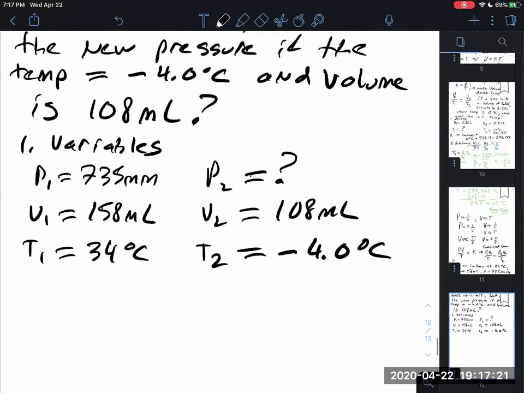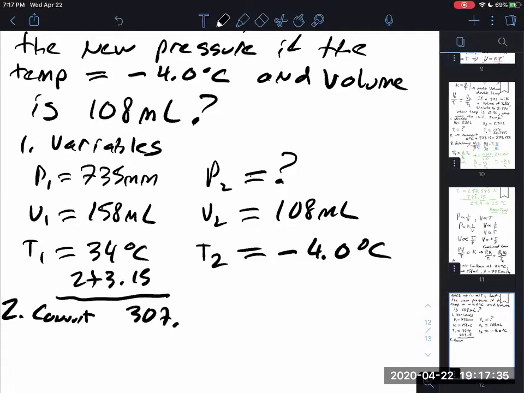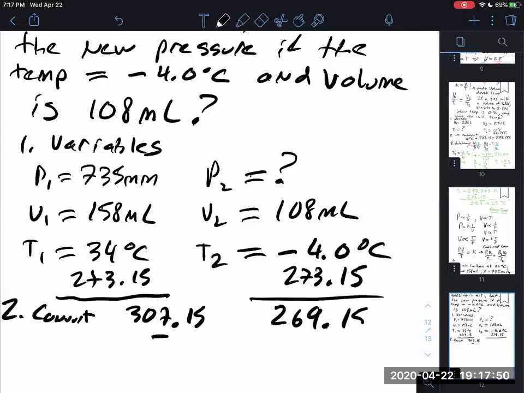And so a couple of these I need to convert. So I will convert this one. I'm going to add 273.15, and I'm going to get 307.15, accurate to the ones place. And this one I'm going to add 273.15, and I'm going to get 269.15 Kelvin, accurate to the tenths place.